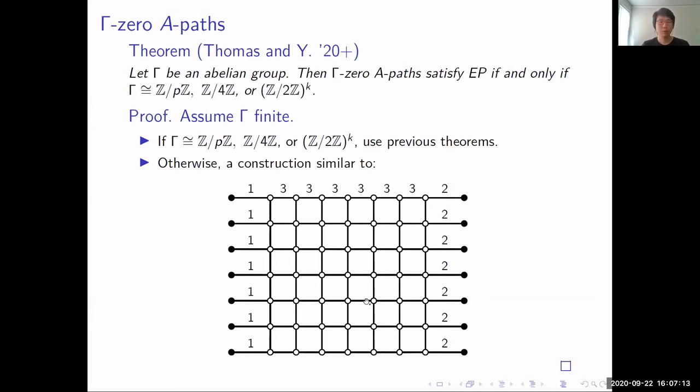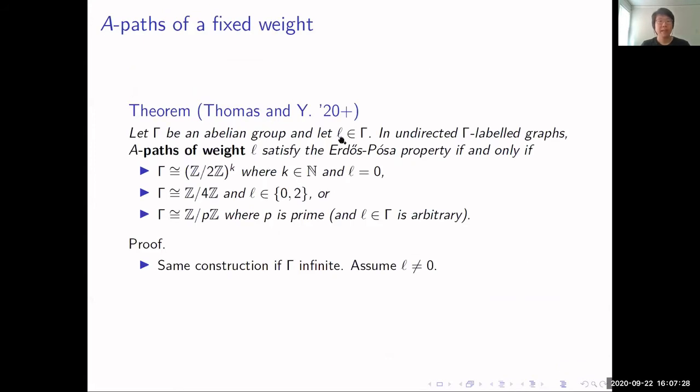Okay, so I won't go through the details here, but it turns out excluding these three groups is exactly what you need to get an example like this. Okay, and we can actually go further with this theorem. If you give me any element in the group, then I can tell you exactly when A paths of weight L satisfy the Erdős-Pósa property. And the characterization is as follows.